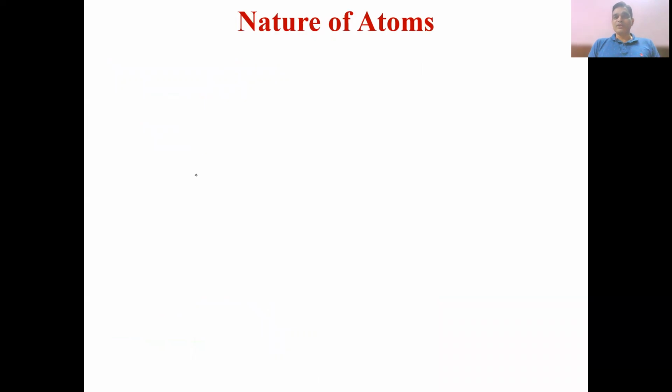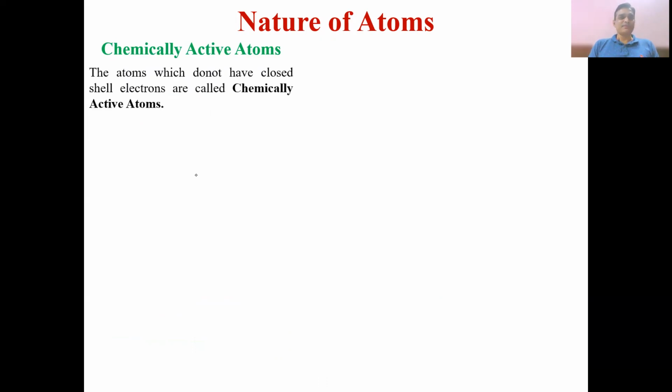Now we will discuss the nature of the atoms. The atoms may be chemically active atoms or chemically inactive atoms. As we discussed in the previous part, the group 18 elements of the periodic table have the fulfilled stable configuration. These are the chemically inactive atoms, while all other elements of the periodic table do not have the fulfilled stable configuration, so they are chemically active to a greater or lesser extent. So the atoms which do not have closed-shell electrons are called chemically active atoms.